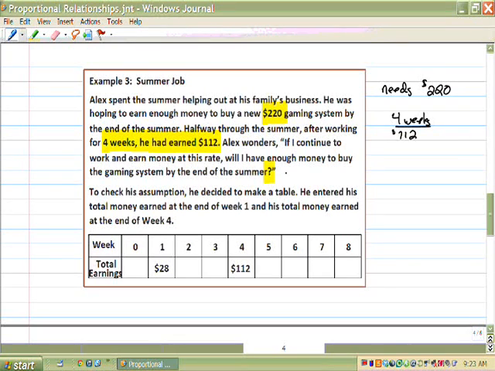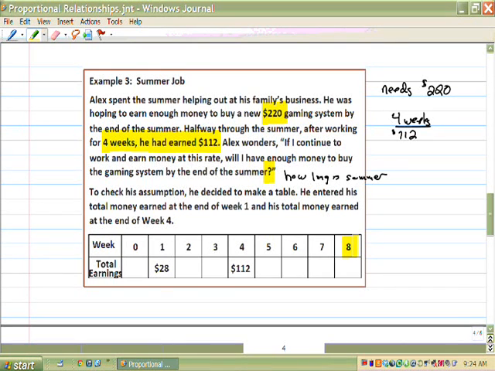One of the things that we need to know is how long is summer, right? How long is summer? Luckily, that is answered by this table here, because we see there's 8 weeks down there. Otherwise, we might not be able to figure it out. We don't know how long his summer is. We don't know when he started.